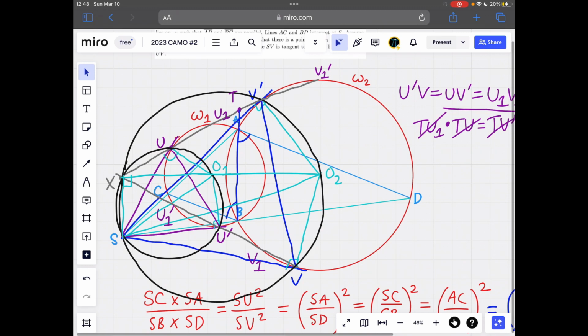In fact, it's not the only segment that's bisected by AB. Also U'V', because U1V' is bisected by AB, and we reflect U1 over O1O2, which is perpendicular to AB, to get U'. So U'V', just like U1V', is also bisected by AB. So both UV and U'V' are bisected by line AB.